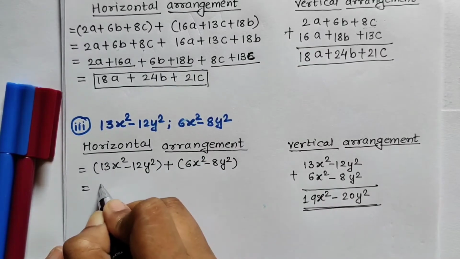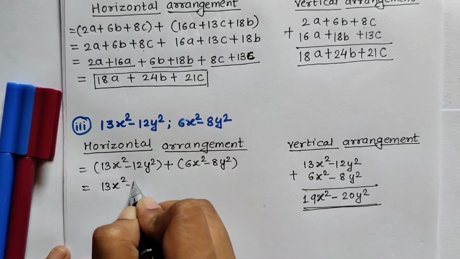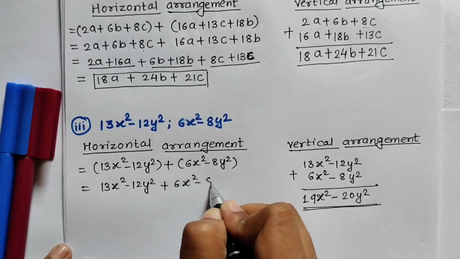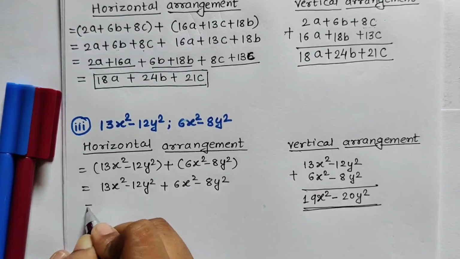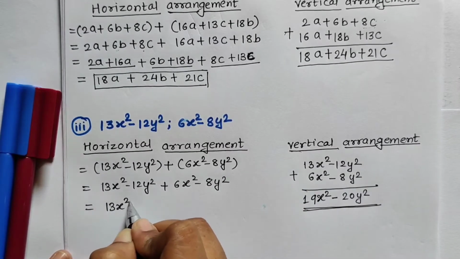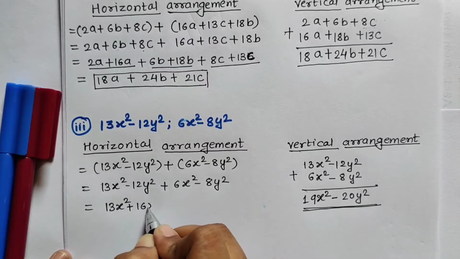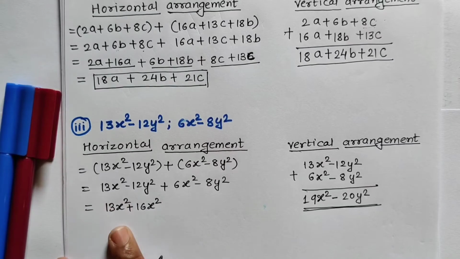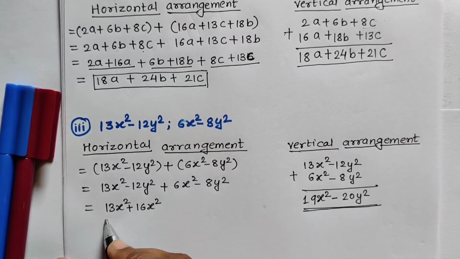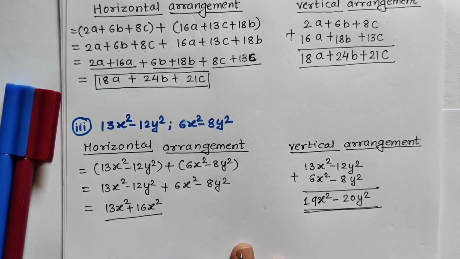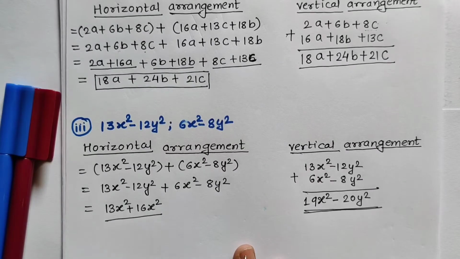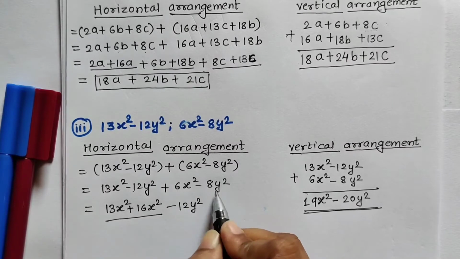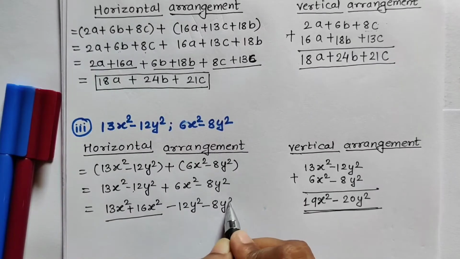Second step is to remove the brackets: 13x square minus 12y square plus 6x square minus 8y square. Next step is to write the like terms with each other. Like terms together, I have written 13x square plus 6x square. X square terms are like terms. Underline the like terms. Then minus 12y square is there, so minus 12y square and minus 8y square. These two are like terms.